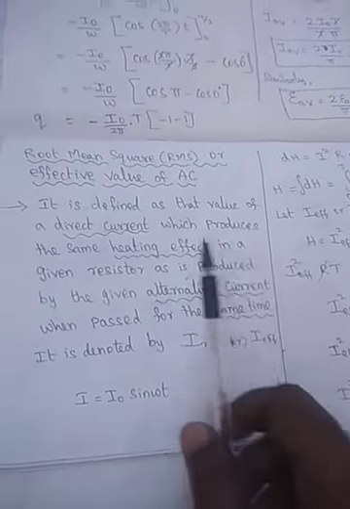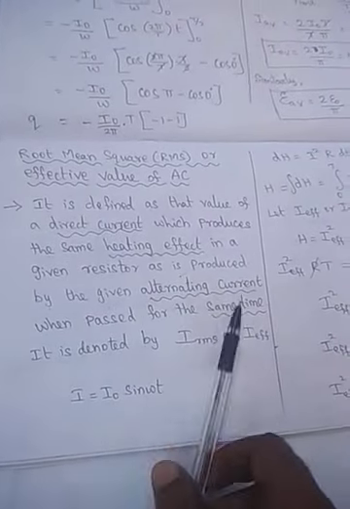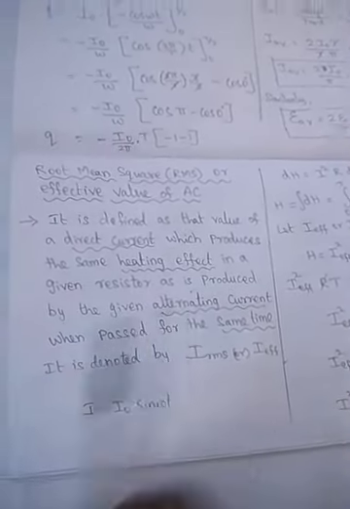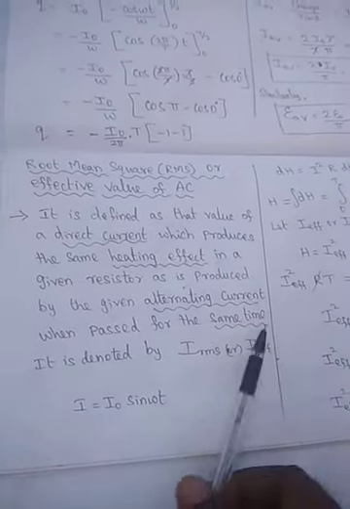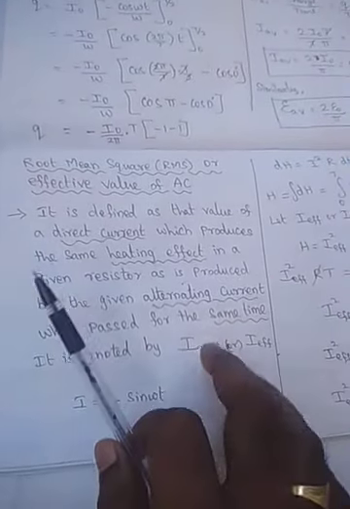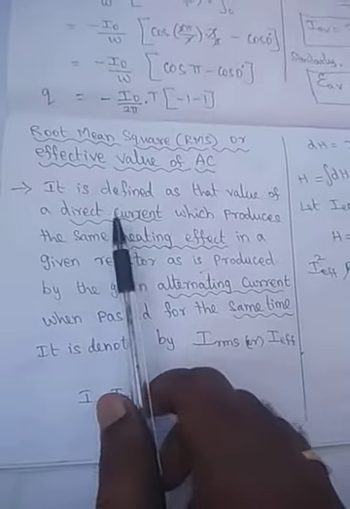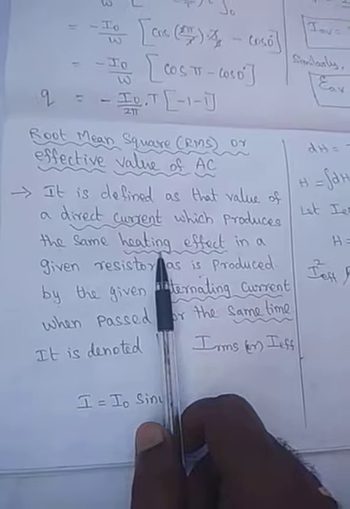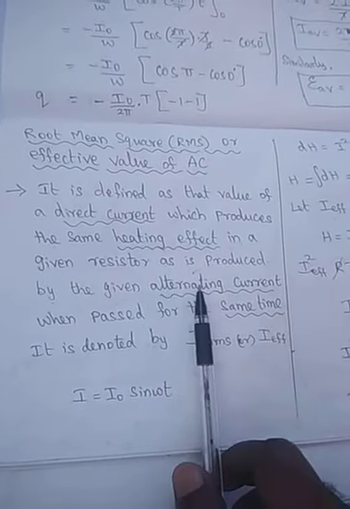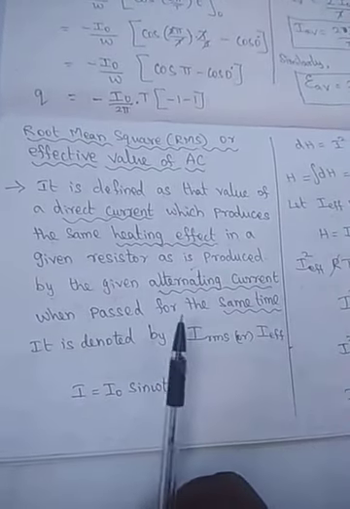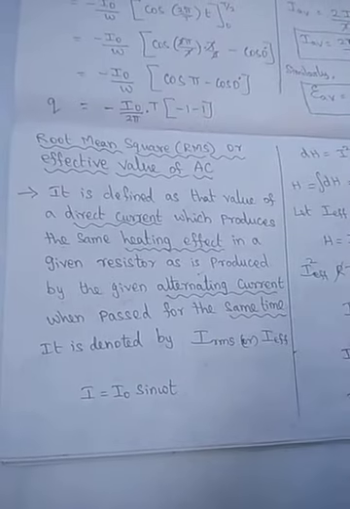That means the quantity of the direct current and alternating current only varied. The time and heat production are the same. So the direct current is producing the same heating effect, and here the alternating current is producing the same heating effect in the same time.